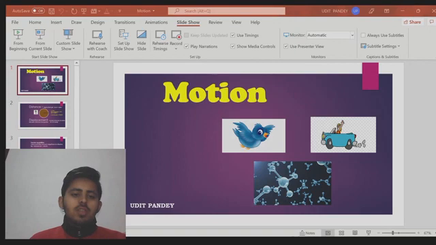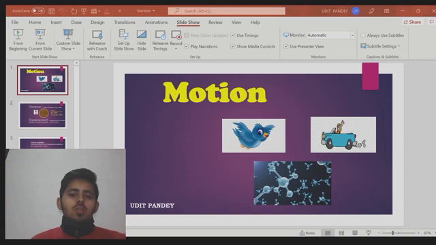Whenever we say the word motion, we basically refer to movement or moving objects. We have heard that our earth revolves around the sun, so technically our earth is also in motion. We have seen birds flying in the sky, so they are in motion. We have seen cars driving on the road, they are in motion.